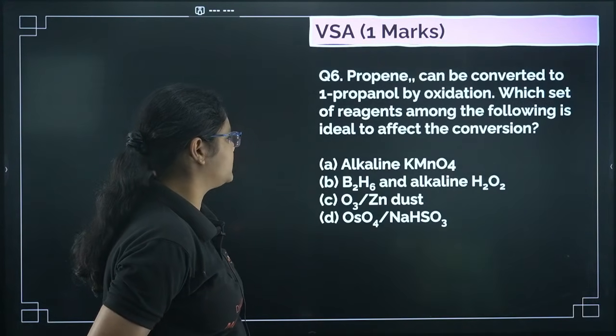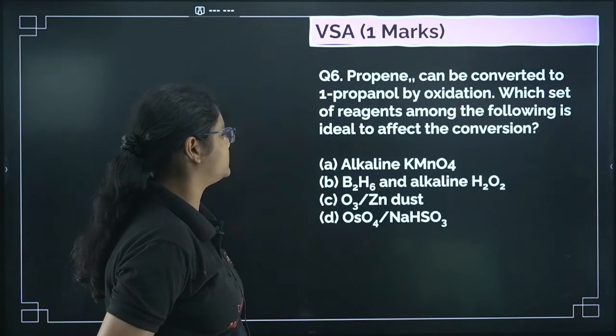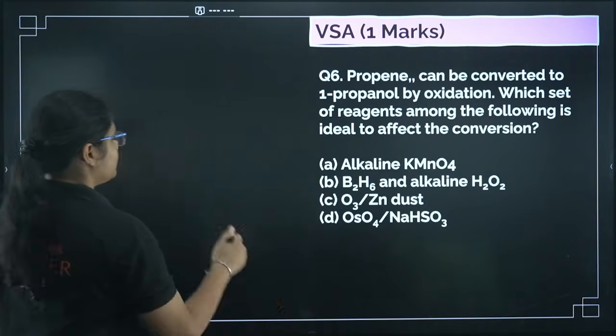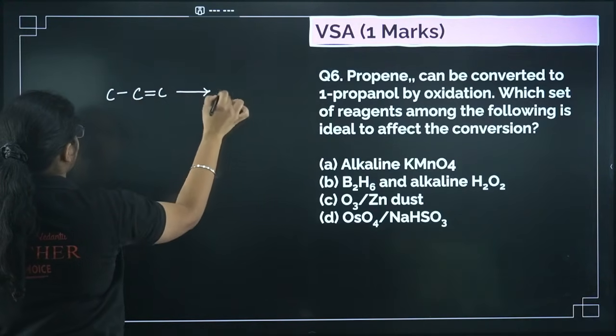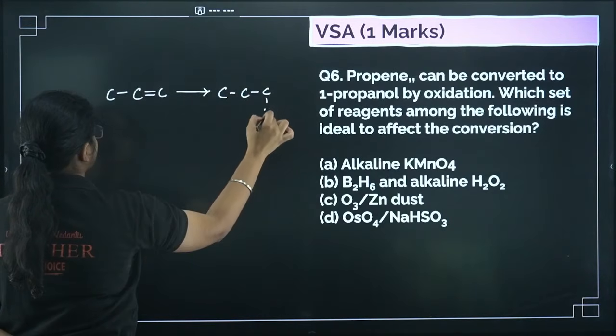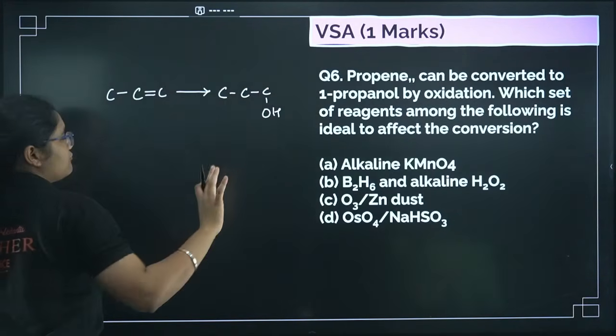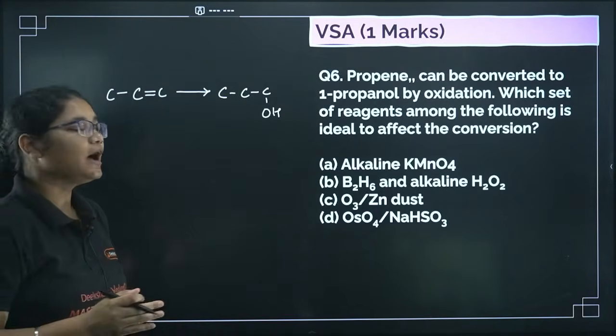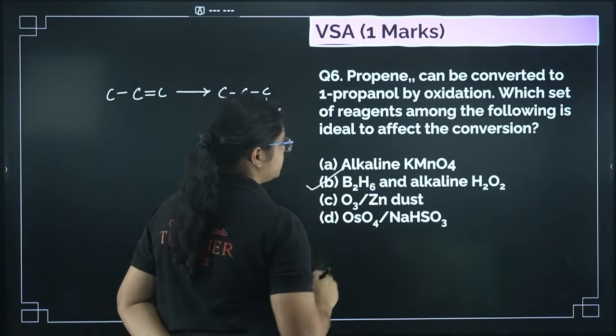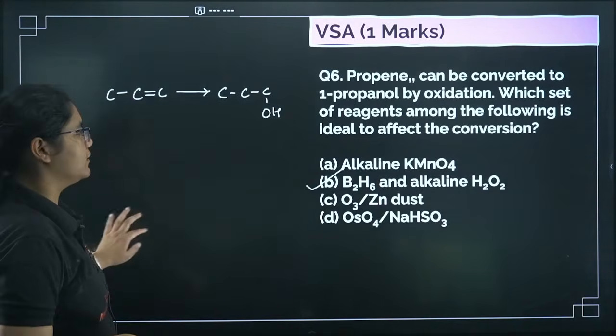Okay. Next, propene can be converted to 1-propanol by oxidation. Which set of reagents among the following is ideal for this conversion? Propene to propanol. So this is addition of water following anti-Markovnikov's rule, and that can be done under hydroboration oxidation reaction. That is option number B here.